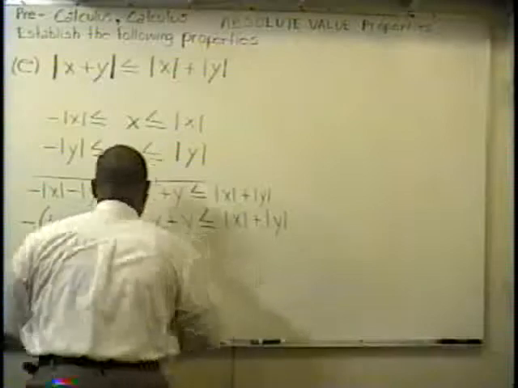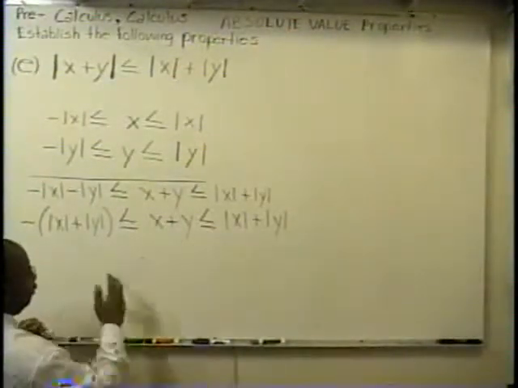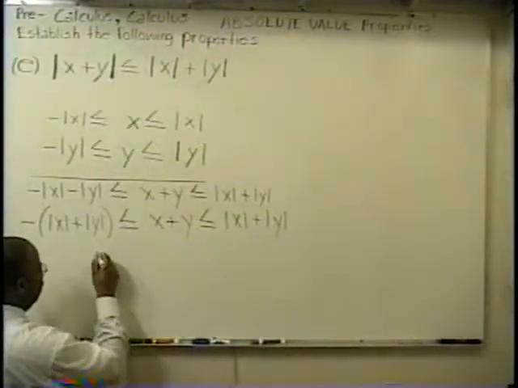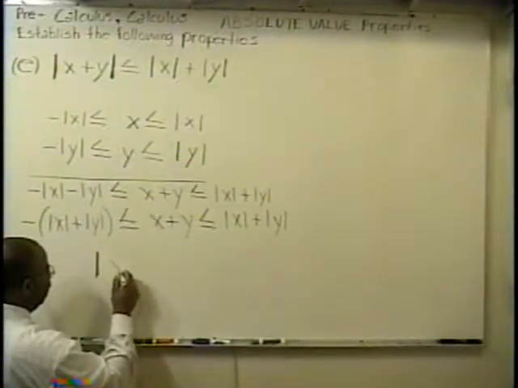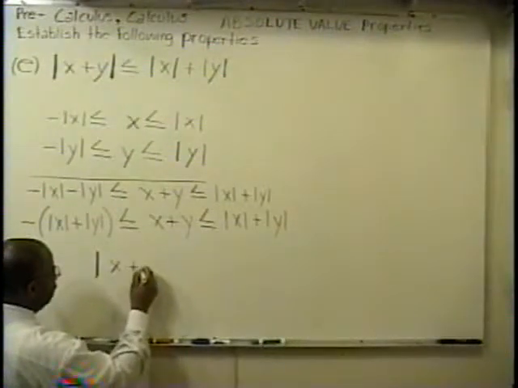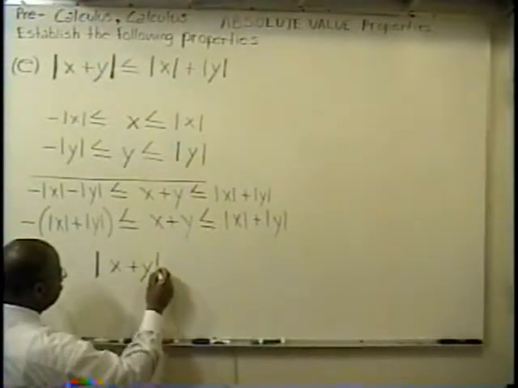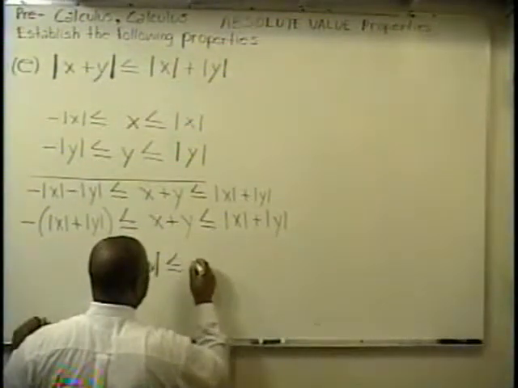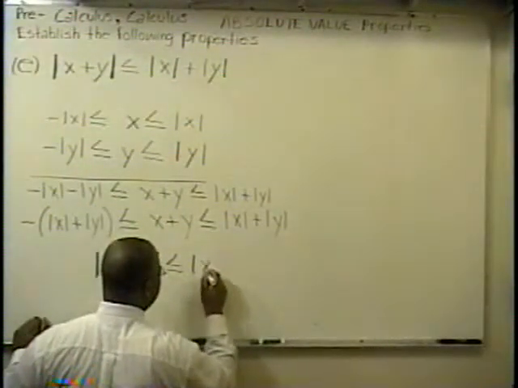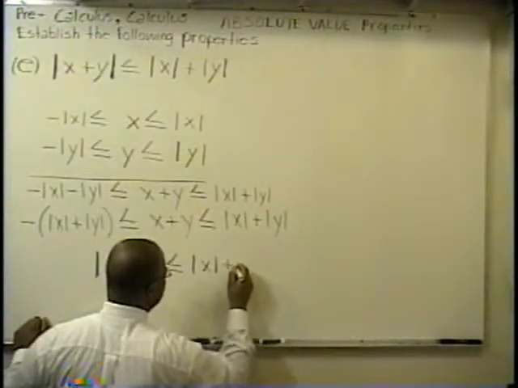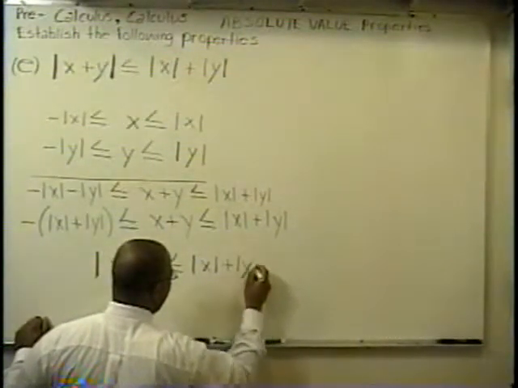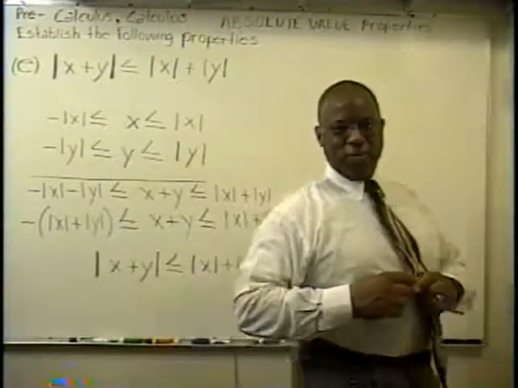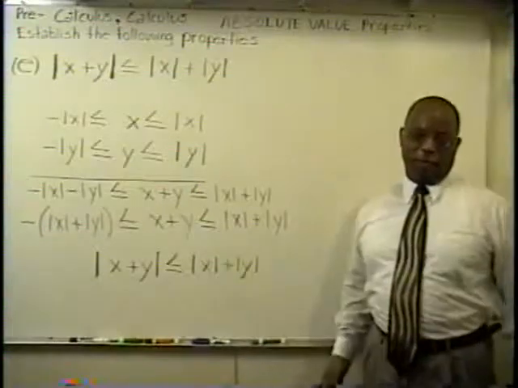Yes, very good. Now, by that definition, we can write this as the absolute value of x plus y is less than or equal to the absolute value of x plus the absolute value of y. And voila! Clean! Nemo couldn't even do it that well.